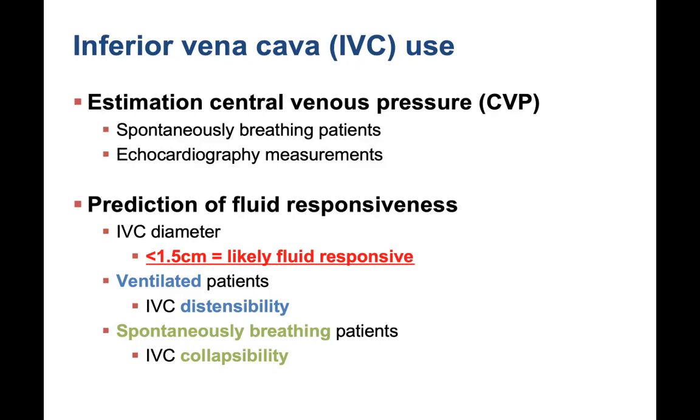And then prediction of fluid responsiveness, I like to have three key takeaways. I often use IVC diameter in looking at this. And if the IVC diameter is less than 1.5, this patient's likely going to be fluid responsive. Now, if the patient is intubated or ventilated, and we want to look at an equation, we would look at IVC distensibility, which we'll talk more about later. If the patient is spontaneously breathing, we will look at IVC collapsibility.